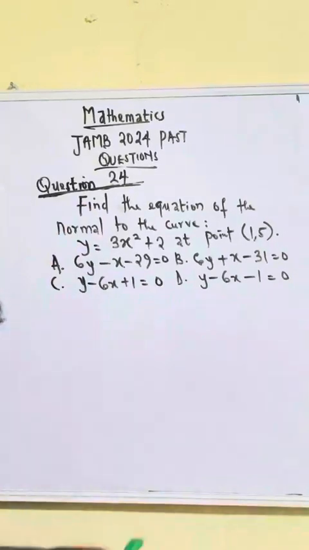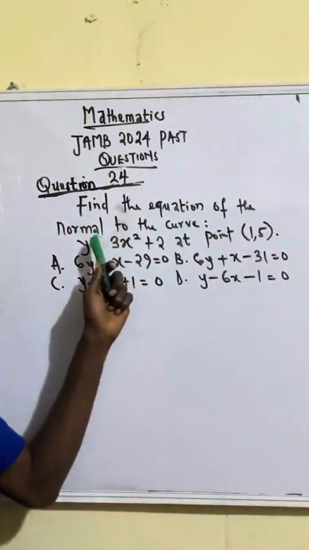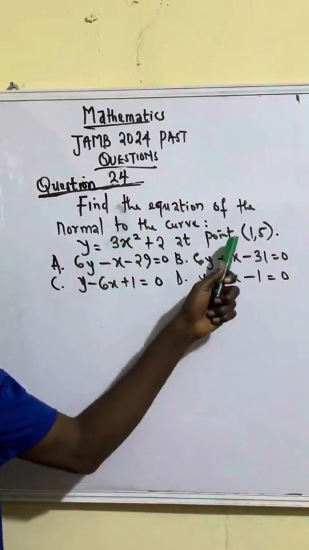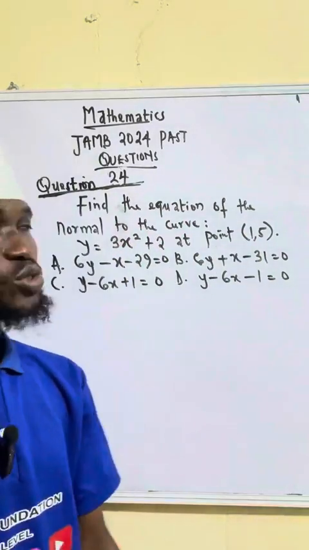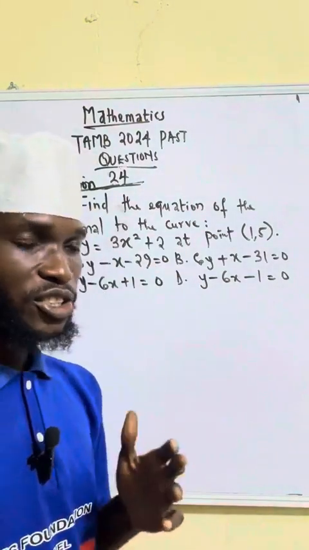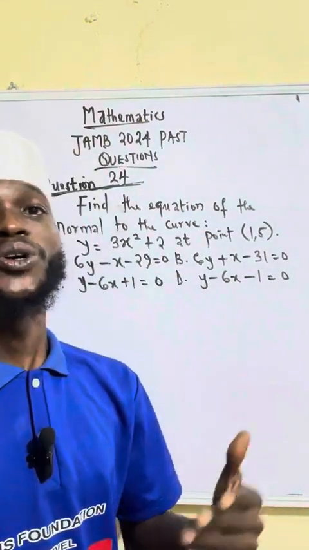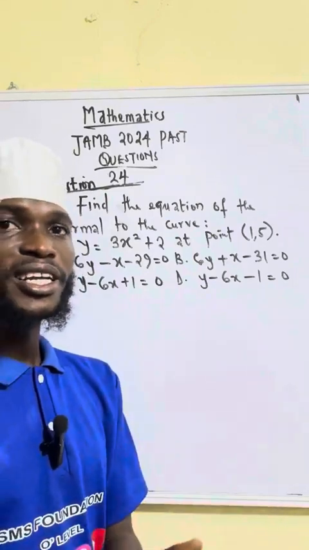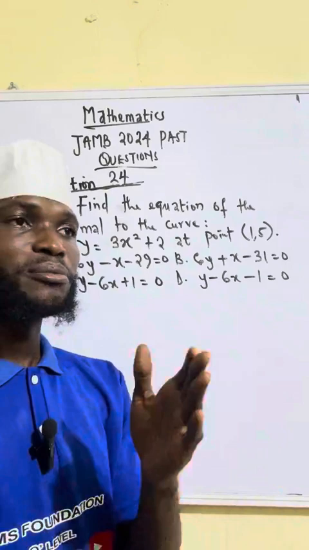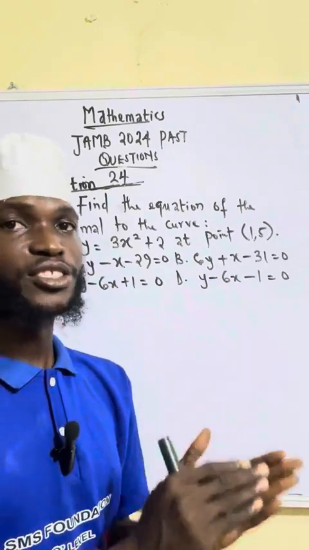Question 24. Find the equation of the normal to the curve y equals 3x squared plus 2 at point (1, 5). First, you need to understand what we call normal. There is a relationship between normal and what we call tangents. Both normal and tangent are perpendicular to each other. So that means there must be a relationship between their slopes.